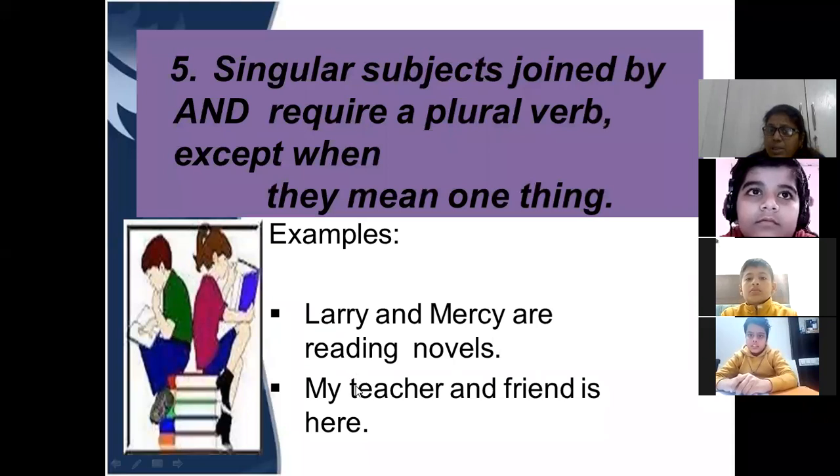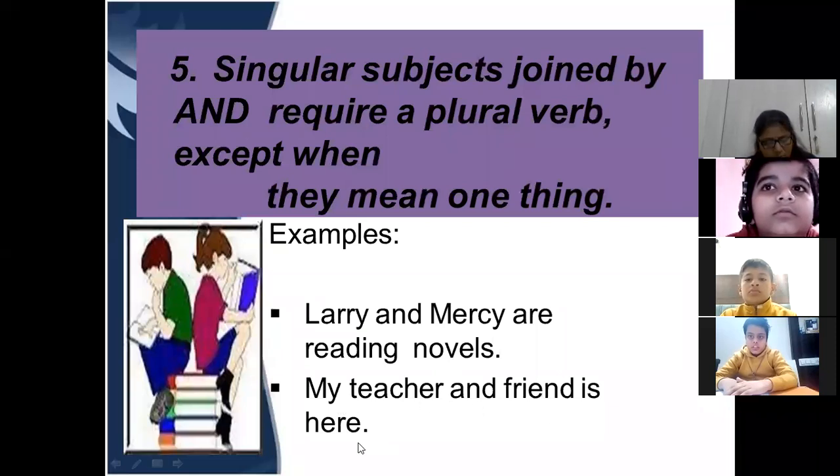But in the second sentence, I am talking about my teacher, who is my friend also. So the person is one, the subject is one. It means my teacher and friend is here. The teacher is your friend also and she is your teacher also. So when it is one, then we will use is. When there are two different singular subjects, then we will use are. So: Larry and Mercy are reading novels. My teacher and friend is here.